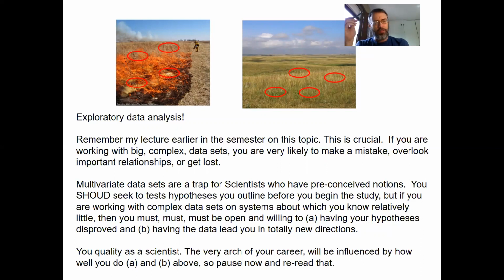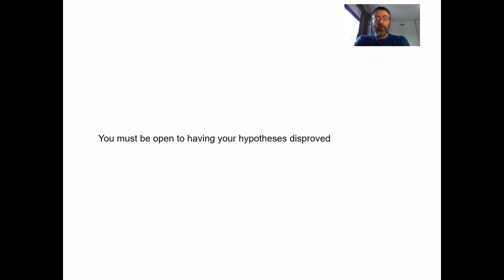That means you're thinking about the system. But if you're working with complex data sets, systems which you know relatively little about, then you must be open and willing to have your hypotheses disproved and having data lead you in a new direction. The quality that you present as a scientist in the very arc of your career will be influenced by how well you do A and B above. So pause now and reread that. You must be open to having your hypotheses disproved, especially with a big complex data set.